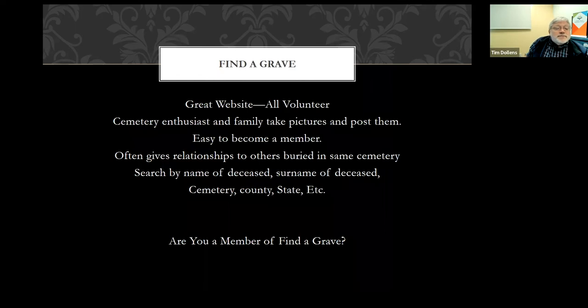In addition to it being a great website, they're always looking for volunteers. And a lot of people actually go out, let's say you don't have a picture of your ancestor's stone. You might get someone in that county where they're living that might want to go and take a picture of your stone for you and then submit it.